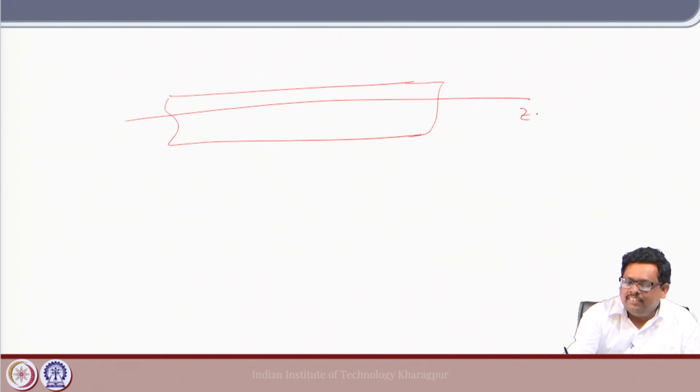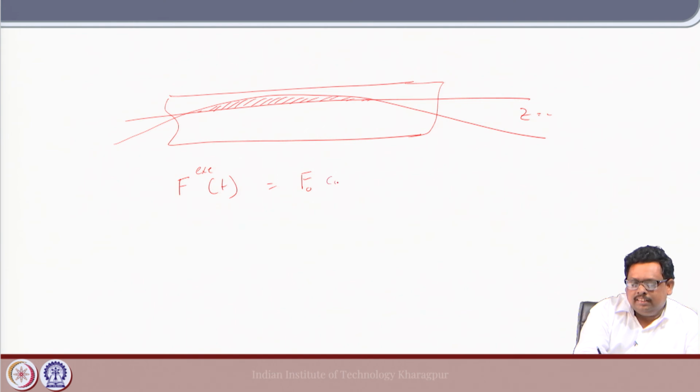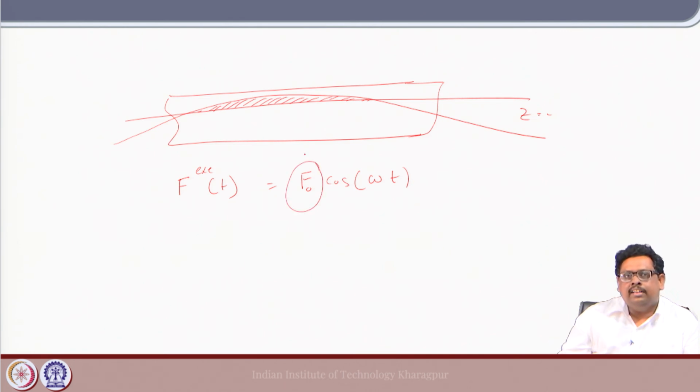Now, this is your z equal to 0 line, let us say, and this is probably the superposition of the wave. Now, what one can do is take this extra buoyancy as the magnitude of the exciting force. You know that the exciting force is a harmonic function. So, I can write the exciting force as some magnitude times cos omega t. This is how we write it, right. Now, we do not know what the magnitude F0 is.